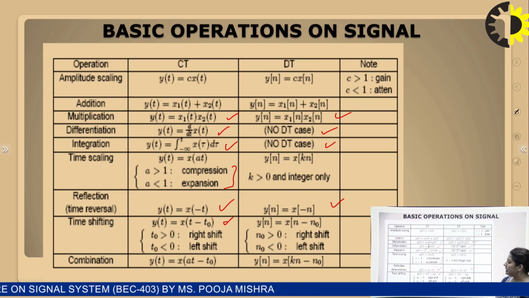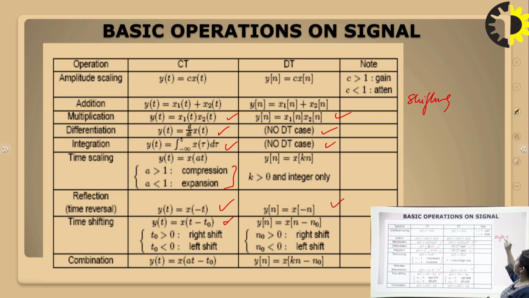Similarly, for the discrete time signal, with a combination of all these, for example, y(t) is equivalent to x(at minus t0). In this case, we first follow shifting, then scaling, and then reversal. So firstly, you follow shifting by a factor t0, suppose at minus 2, for example x(2t minus 3).